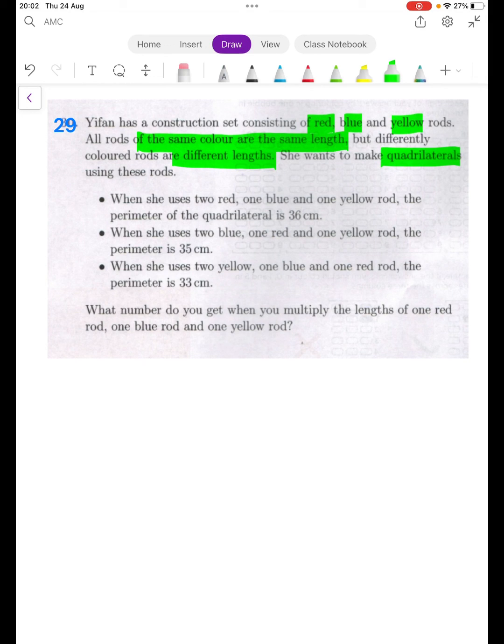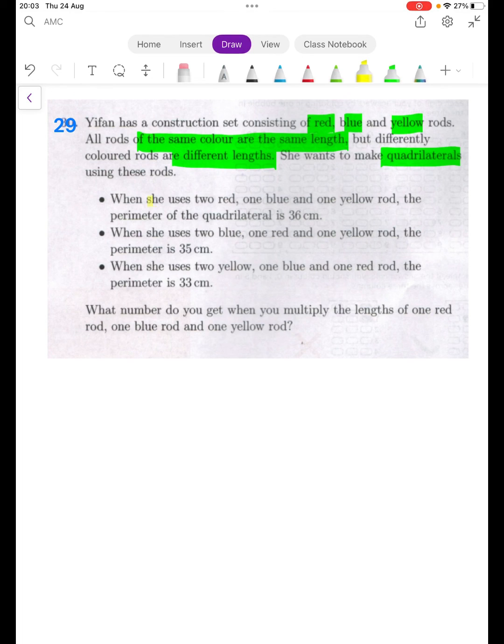All right, she wants to make quadrilaterals using these rods. Remember, they are using the word quadrilaterals, so it can be all same, all different. It can be trapezium, parallelogram, rectangle, square, anything. It just requires 4 sides. So 4 of these rods will join together to make a quadrilateral. It does not depend on the length of them.